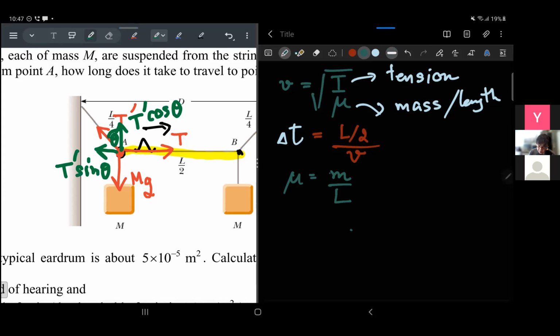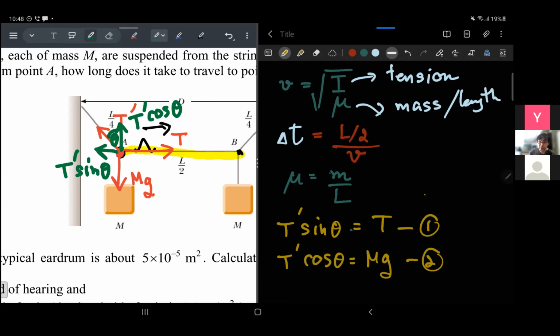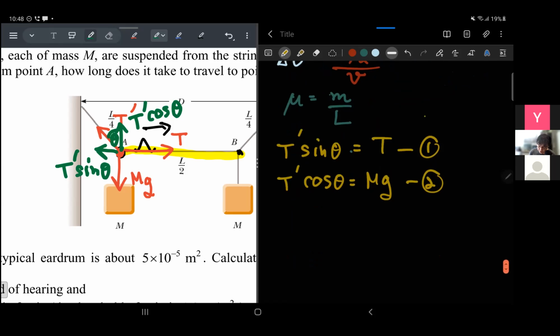Let me change the color a bit. There you go. From here, look at what is going on in the x-axis. You will see that t prime sine theta is equal to t. And when you look at the vertical axis, t prime cosine theta is your mg. Because you don't care about the t prime, you don't want to know that tension, you just want to figure out the t. So I can take these two equations and divide them to eliminate the t prime. Taking 1 divided by 2 gives you tan theta equal to t over mg.